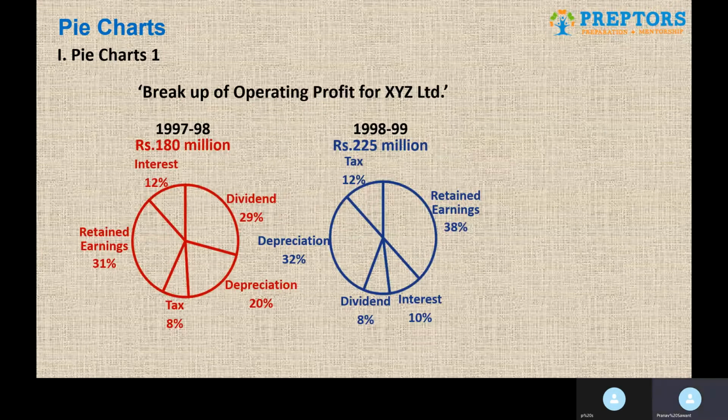Breakup of operating profit for XYZ Limited. In 1997 to 1998, it's 180 million, and this is the division of the interest, retained earnings, tax, depreciation, and dividend. That is division of the five components. And the next pie chart also gives us the division of the five components, but the total value of this is 225 million, and it is for the year 1998 to 1999.